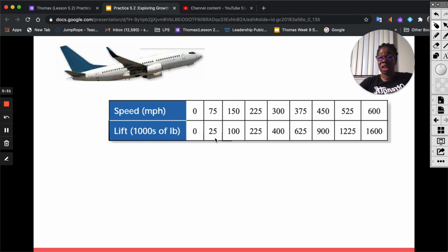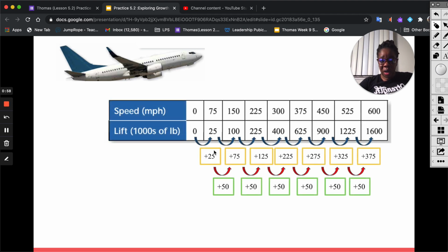So then I have to check how much each value is increasing by addition. And here is what we notice. From 0 to 25, that's 25. From 25 to 100, that's 75. Then 100 to 225, that's 125. 225 to 400, that's 175. 400 to 625, that's 225. 625 to 900, that's 275. 900 to 1225, that's 325. And 1225 to 1600 is 375.